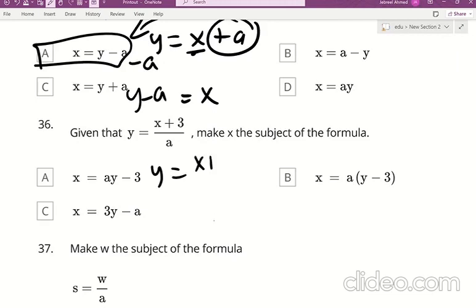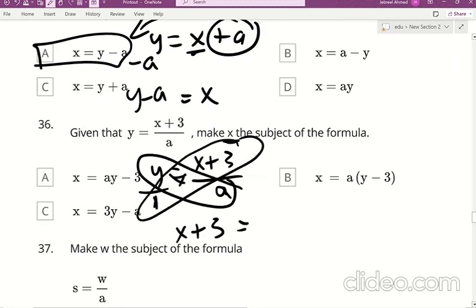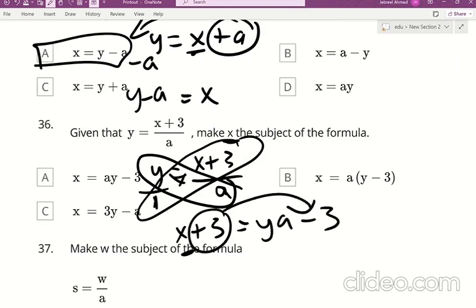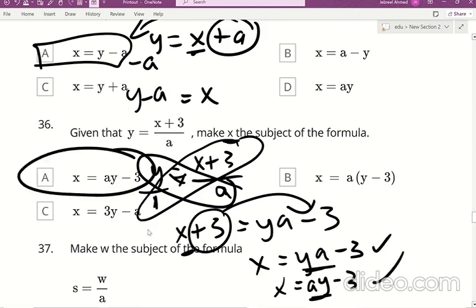y equals x plus 3 over a. I want x by itself. So I like to cross multiply first. So 1 times x plus 3 is x plus 3. y times a is ya. Now I want x by itself, so I have to take this plus 3 and move it here. It's going to become minus 3. x equals ya minus 3. This is the same thing as ay minus 3. Ay, same thing. So it's a.